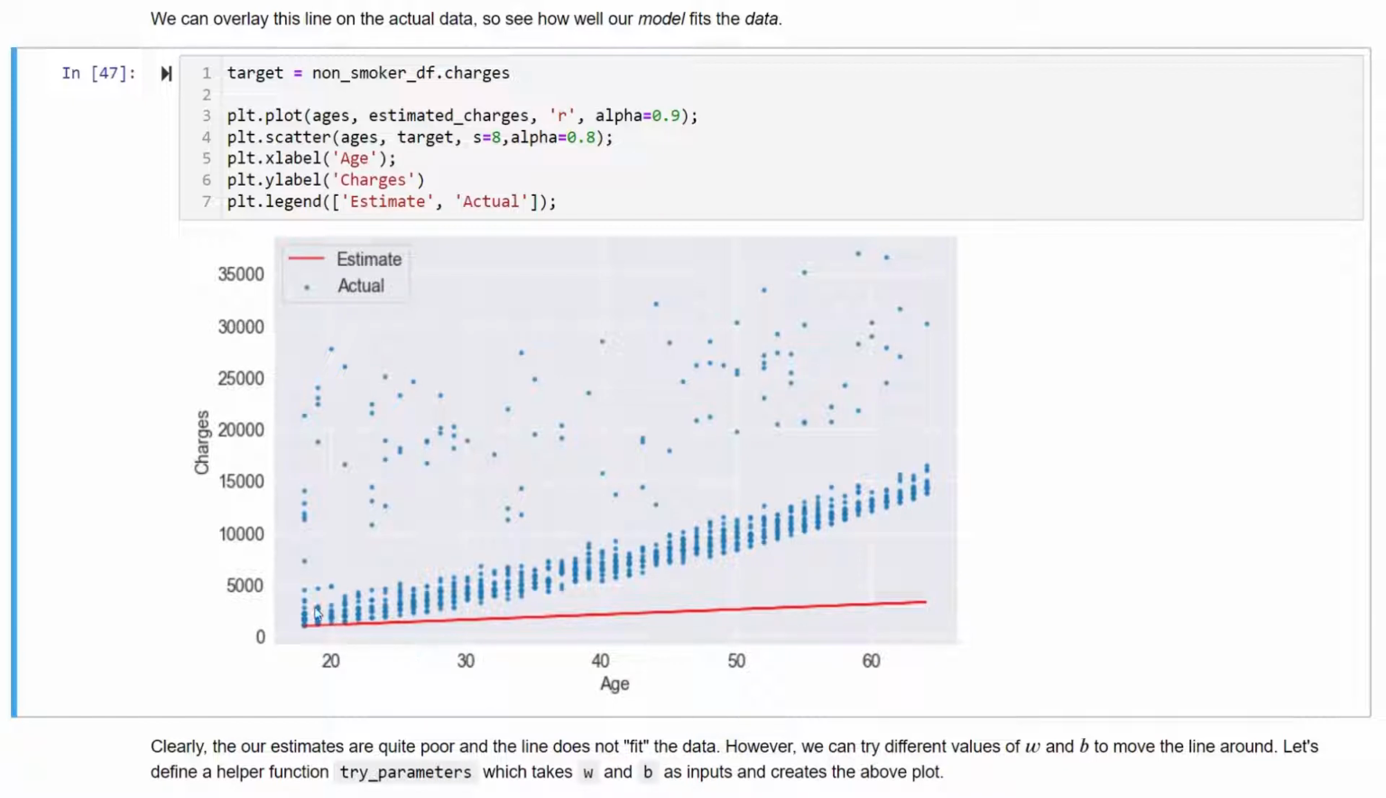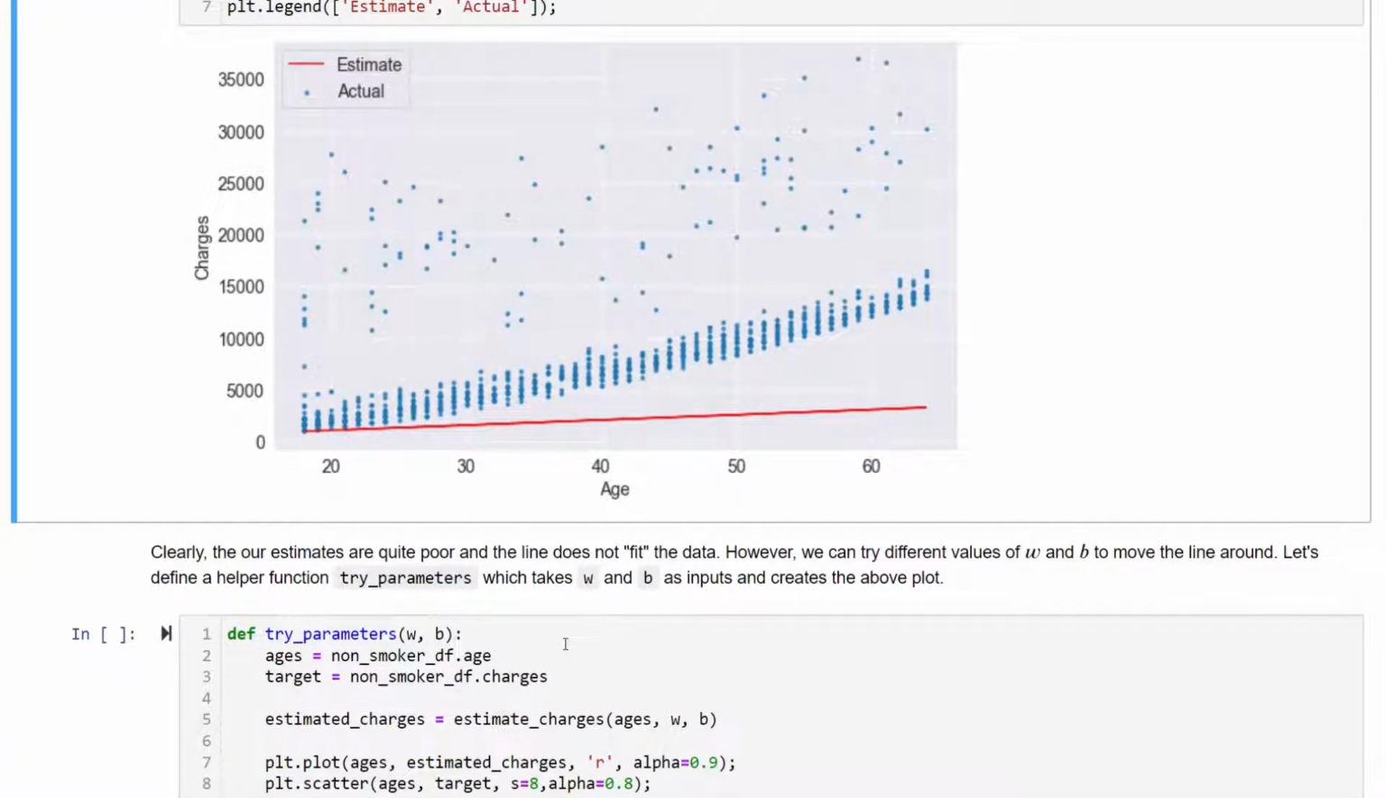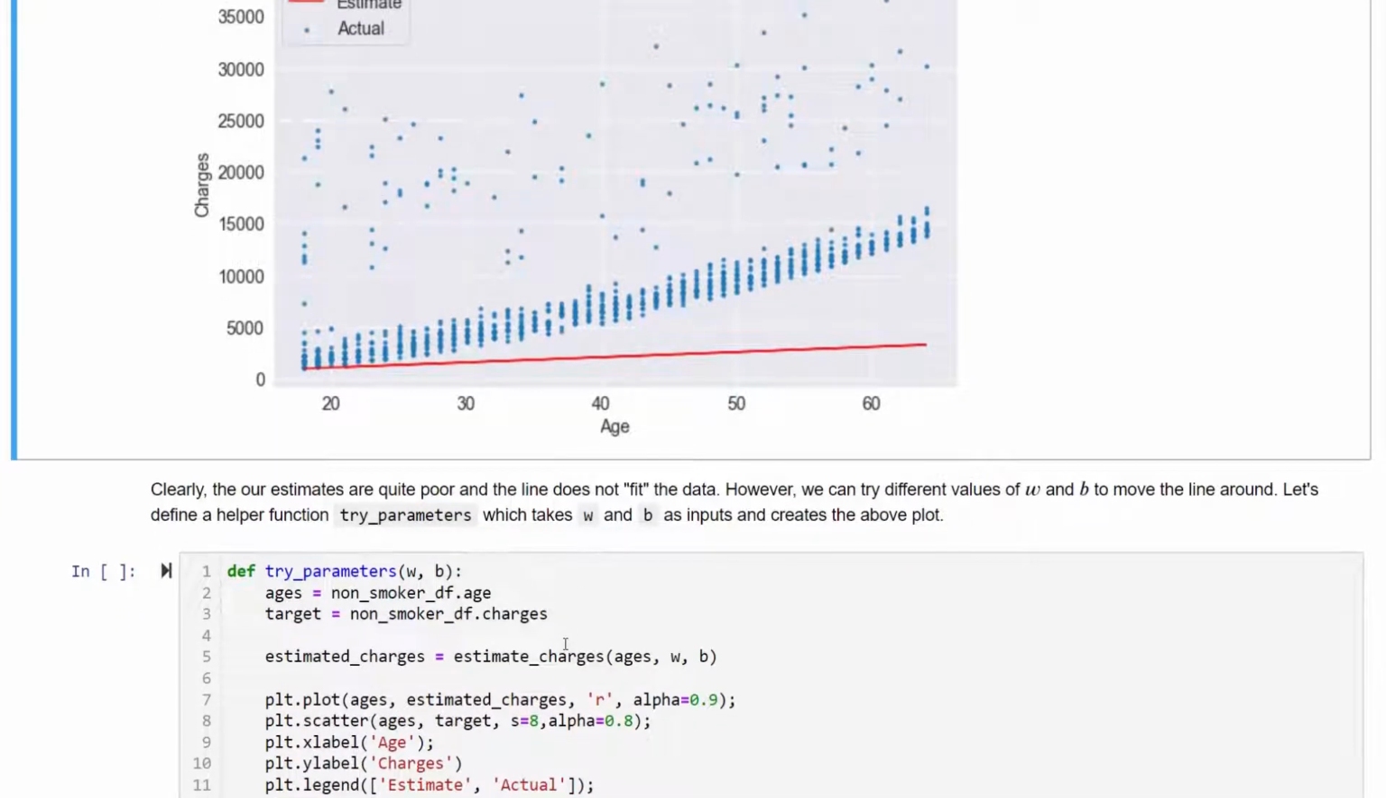We have to adjust the estimation line to match the actual line, so we just need to shuffle the slope and intercept values. Clearly our estimation is quite poor and the line doesn't fit the data. This is what is meant by underfit. However, we can try different values of slope and intercept to move the line around.